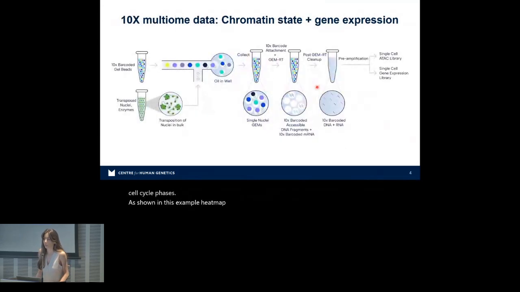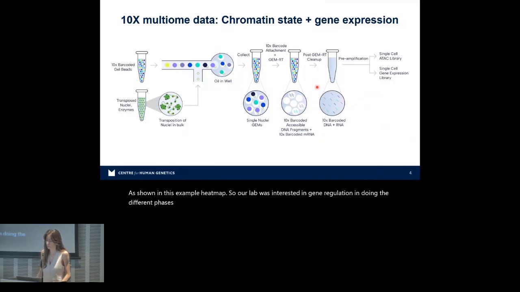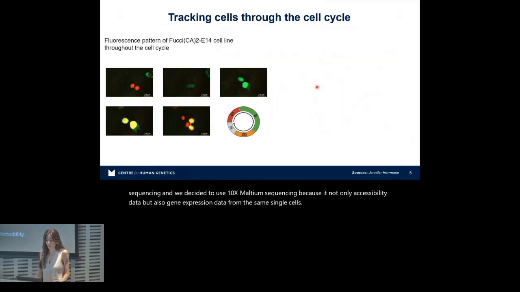So our lab was interested in gene regulation during the different phases of the cell cycle. So we wanted to do an experiment of chromatin accessibility sequencing. And we decided to use 10x multiome sequencing because it gives not only chromatin accessibility data, but also gene expression data from the same single cells. But in order to do that, we need a gold standard method for tracking cells through the cell cycle.